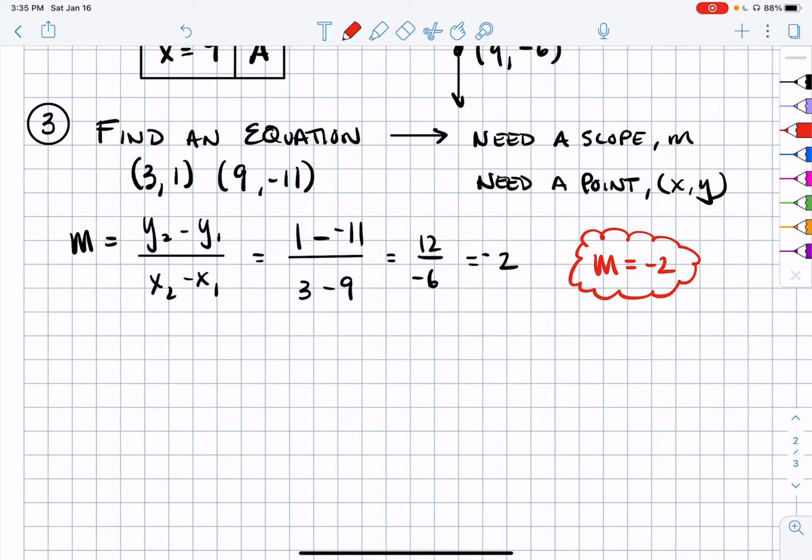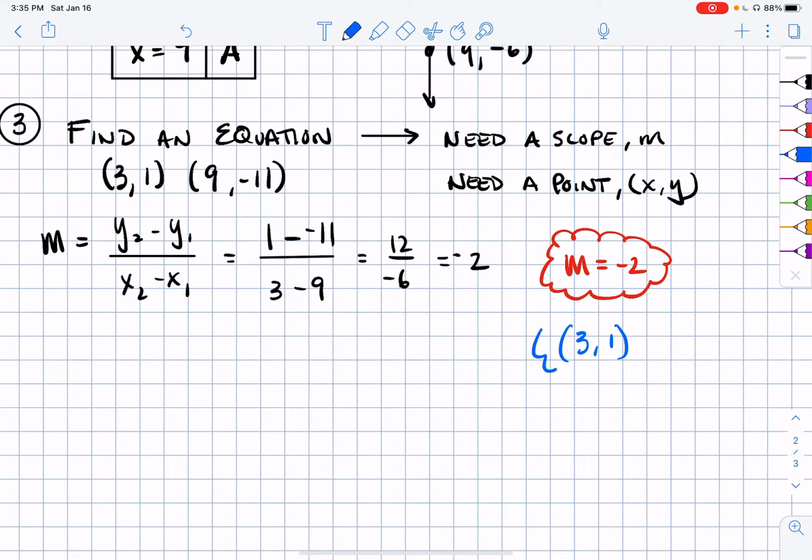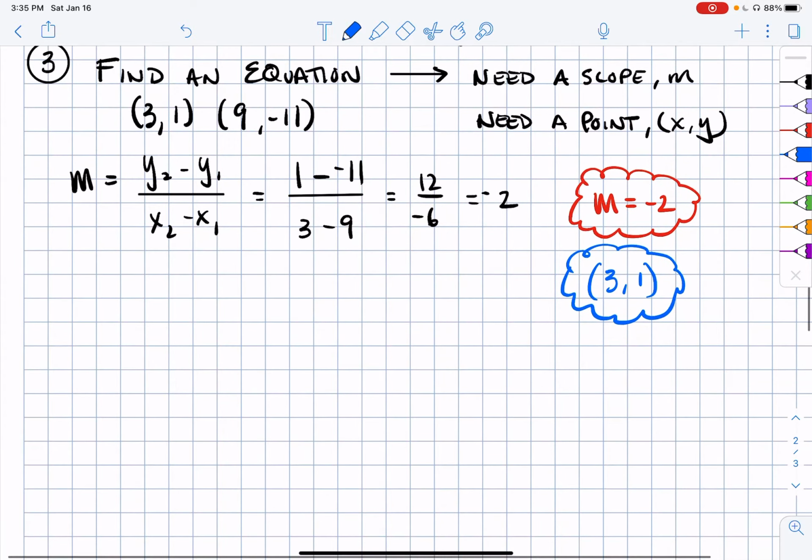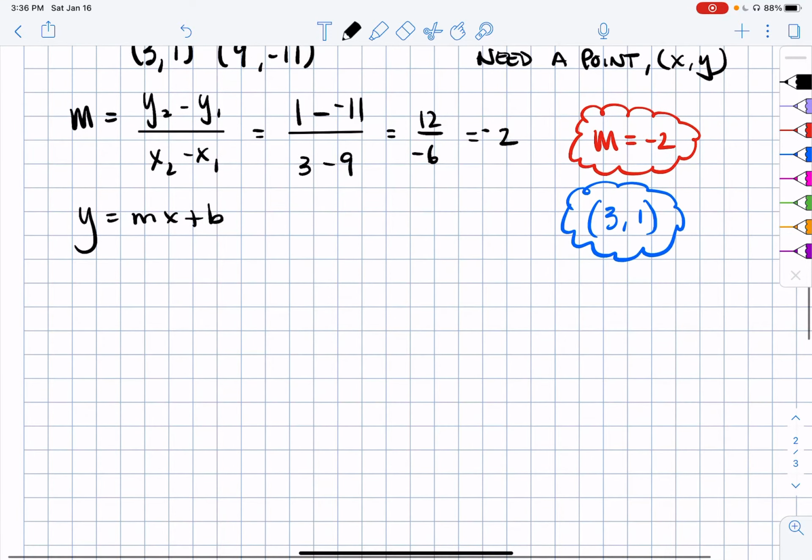All right, so I need a point. Let's use the point (3, 1), which is what's given to me already. I'm going to use those two pieces of information to find the equation of a line. Now, I typically like to use y equals mx plus b. You guys are certainly welcome to use the point-slope form. However, you should get the exact same answers I do.